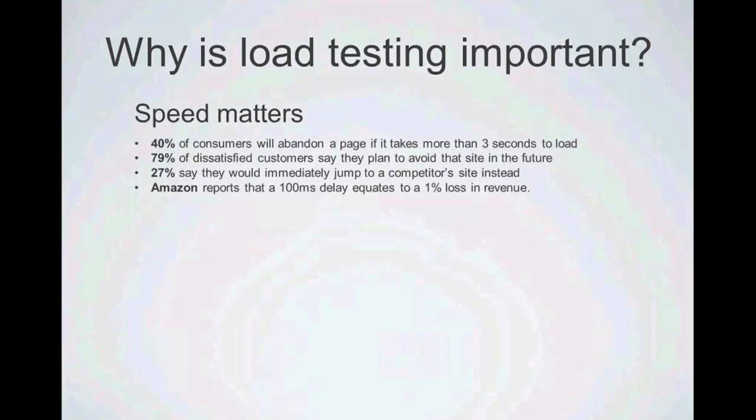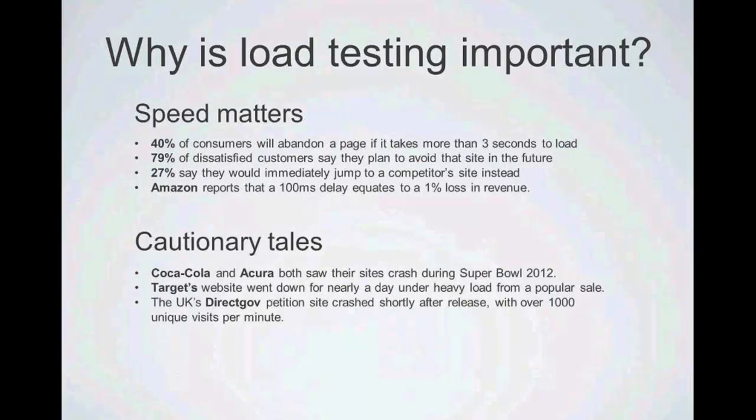Amazon also did internal studies. They're always tweaking and optimizing things, and that's what they're famous for. They found that a 100 millisecond delay, just a tenth of a second, is a 1% loss in total revenue for them. That's huge. A tenth of a second is barely perceptible, but that shows that to end users in aggregate, it's really a big difference.